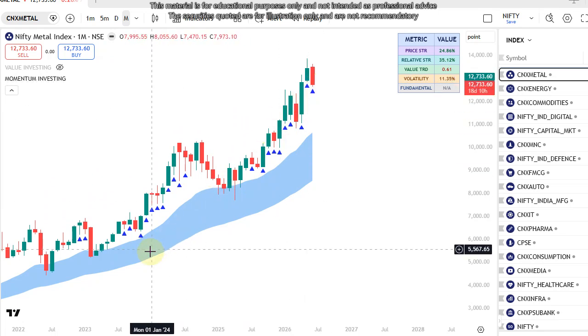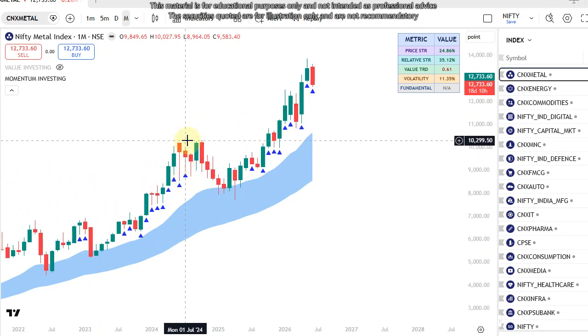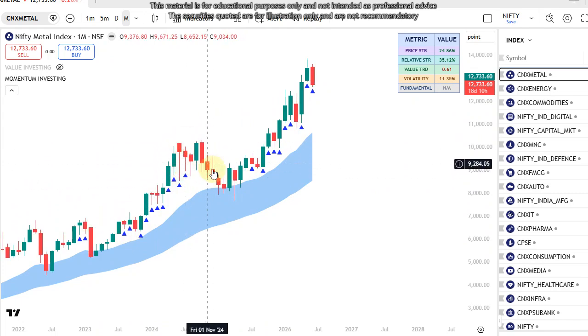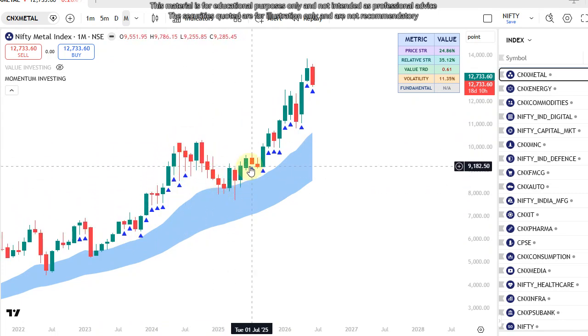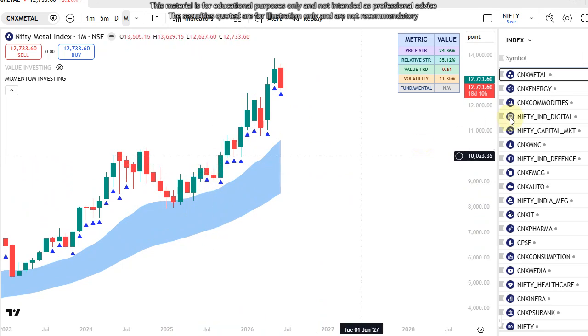Previously it was in rally in 2023 and 24. Again after 2024 there is a pullback, then it gained rally after July 2025. So a fresh momentum we are seeing here. Once the high is broken, we can confirm that this particular index is in momentum.